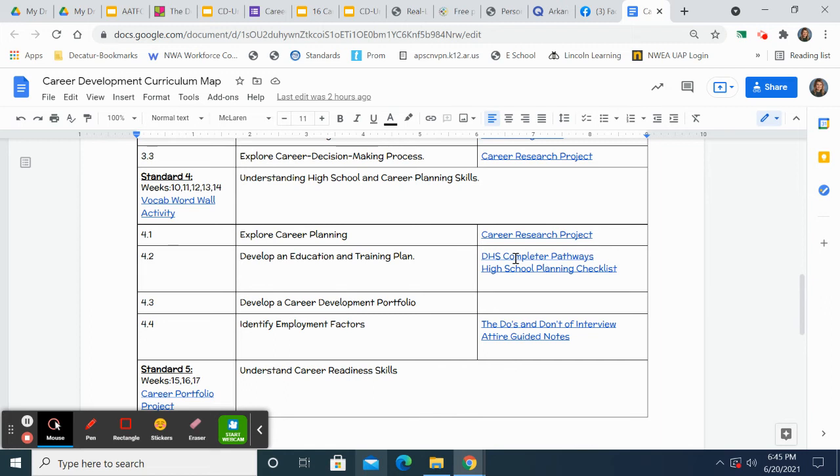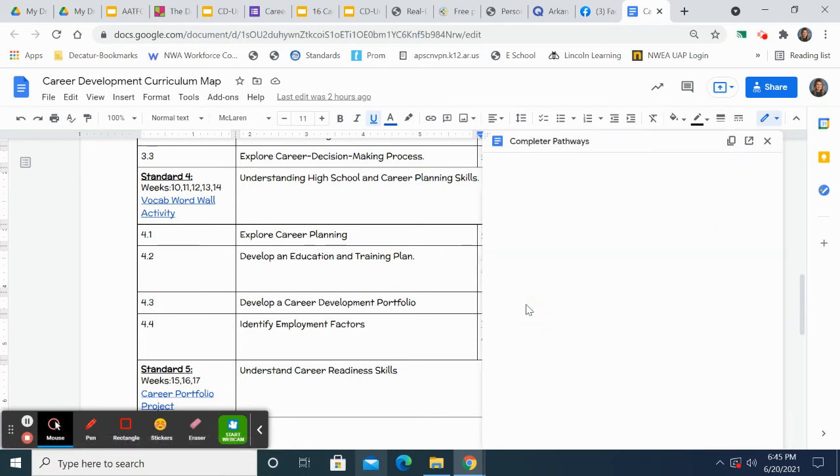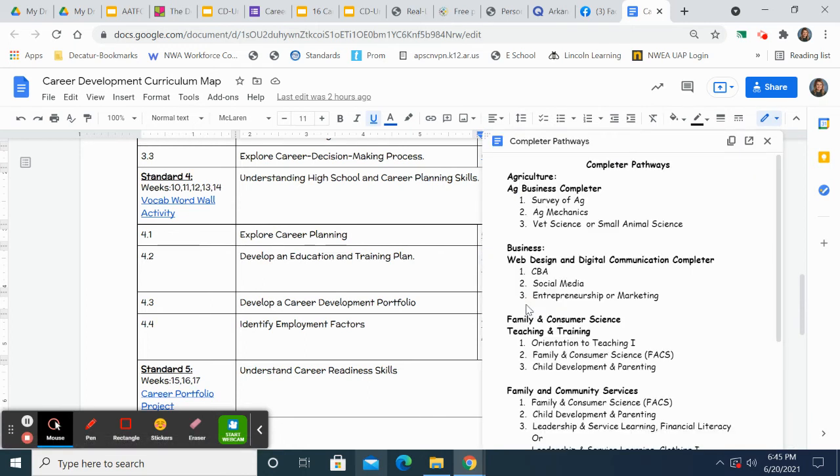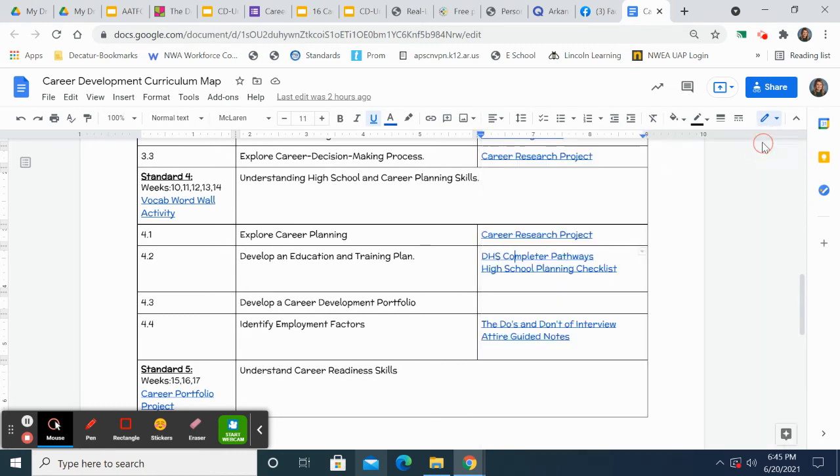And I really want to change this assignment this year to put it into a digital interactive notebook style, but I just haven't been able to wrap my mind around that. But what I do is I share with my students the different completer pathways that we offer at Decatur High School. So they're all listed there. I have students plan their schedules for their 9th grade year, their 10th grade year, their 11th grade year, and their 12th grade year.